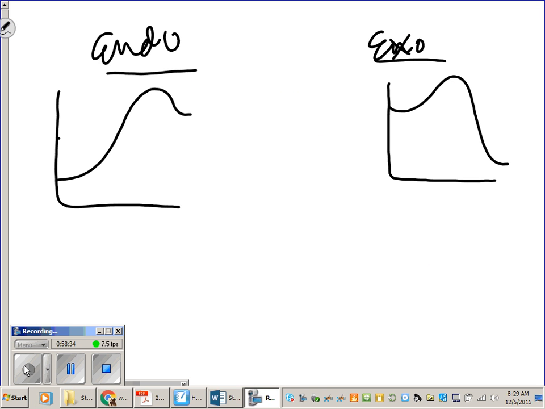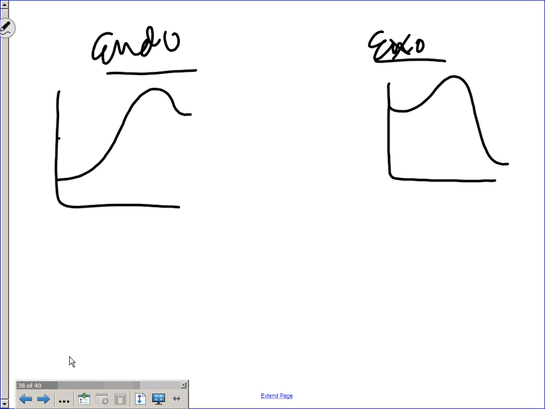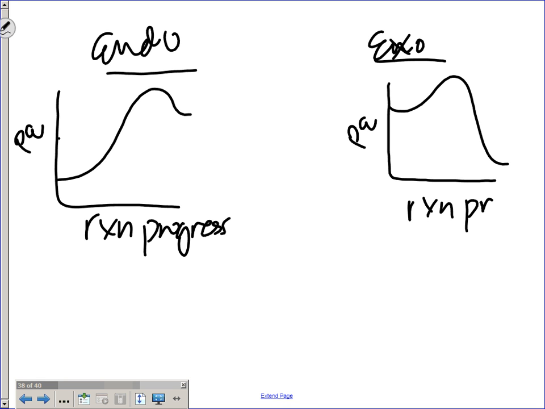Okay, so the x-axis is the reaction progress. And the y-axis is the energy. Okay, I'm going to put PE for potential energy. So PE means potential energy, or just put E for energy. And then reaction progress. Well, guys, if we have a reaction, don't we have reactants and products, right? All reactions have reactants and products. So put R at the beginning for reactants and P at the end for products.